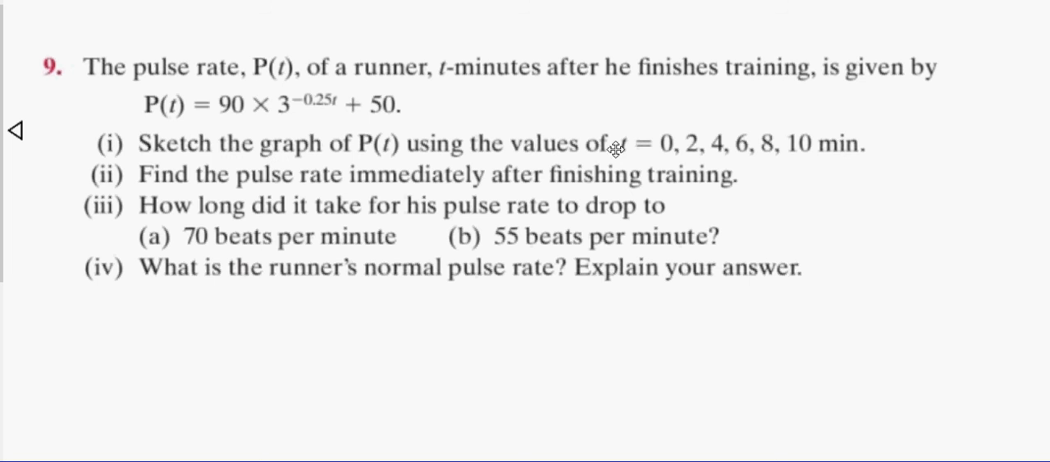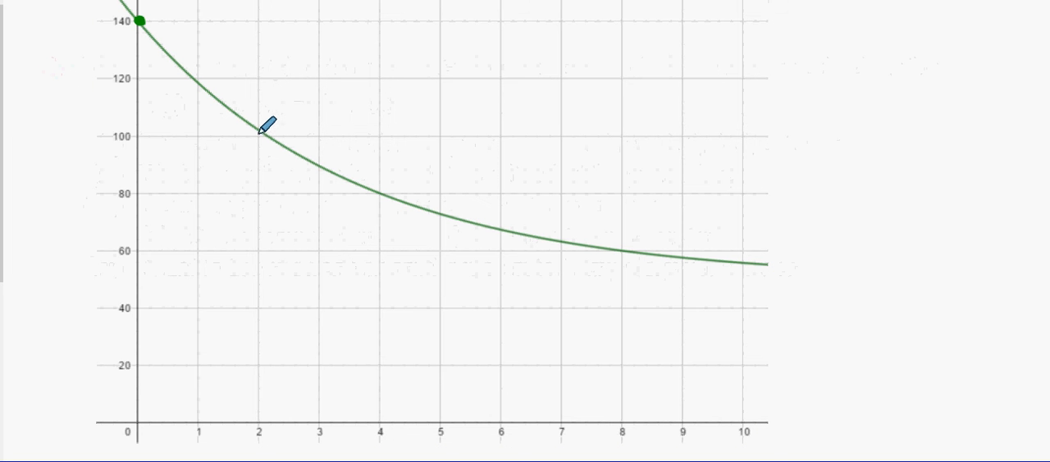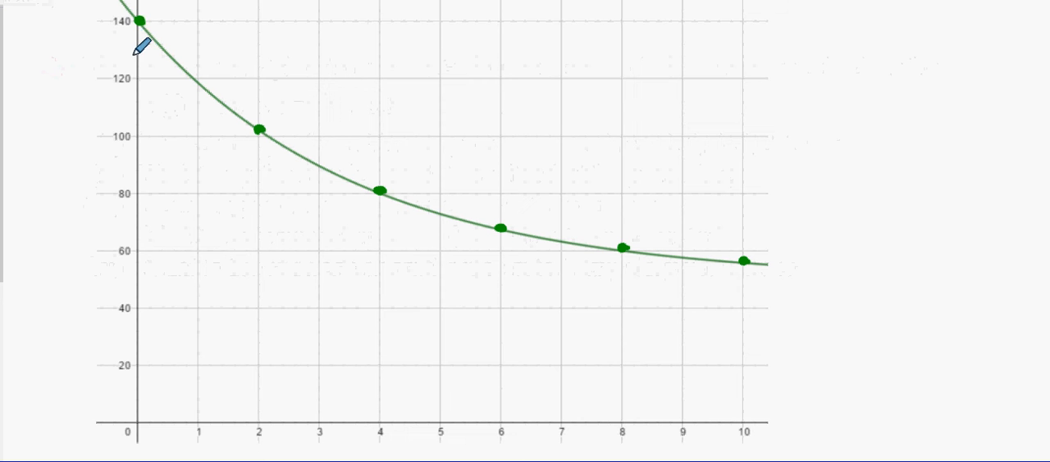Draw the diagram for every 2 minutes, isn't it? So that's 1. You'll have the green points here. Okay. Everybody has this. So what's happening is your pulse rate, after you finish training, drops every minute. What is the pulse rate immediately after he finishes training? Well, immediately after you finish training is t equals 0. So the pulse rate would be 140. So immediately after finishing training, your pulse rate would be 140.